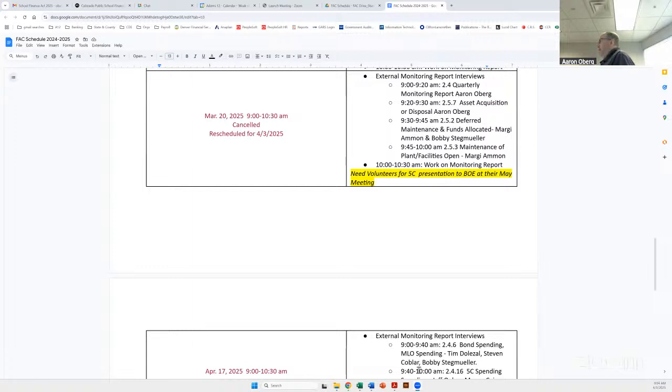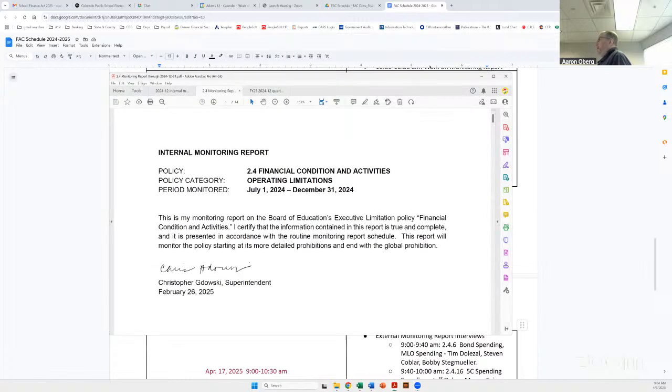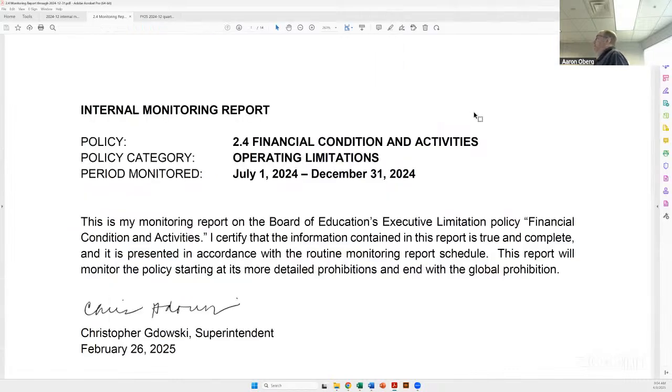As you know, every quarter we're giving to the board a monitoring report. So this monitoring report was provided to the board on February 26th, 2025, and we just want to walk you through that over the next little bit of time.